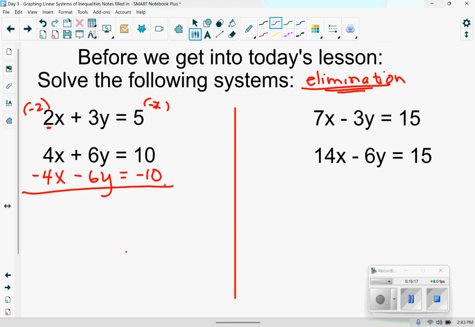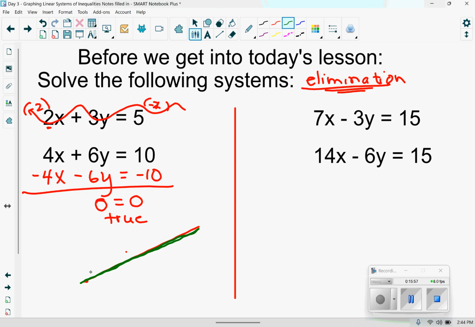Now watch what happens. That's gone. I'm going to mark that out. 4x minus 4x, that's a 0. 6y minus 6y, that's a 0. So I get a 0 on that side of the equation, and a 0 on this side of the equation. I get a true statement: 0 does equal 0. If you get a true statement there, that means these two lines are the same line. 2x plus 3y equals 5 might look like this, and 4x plus 6y equals 10 looks like this. They literally are the same line.